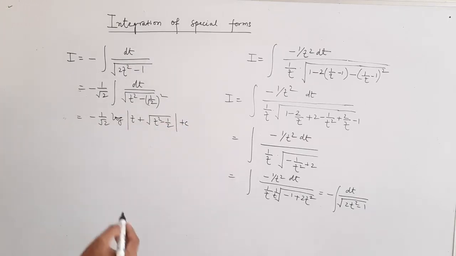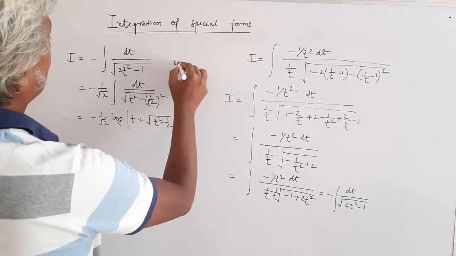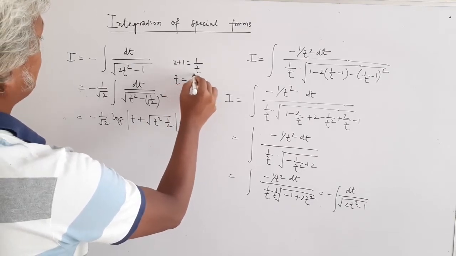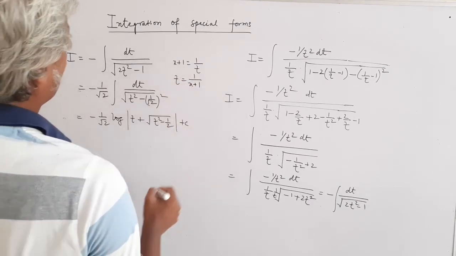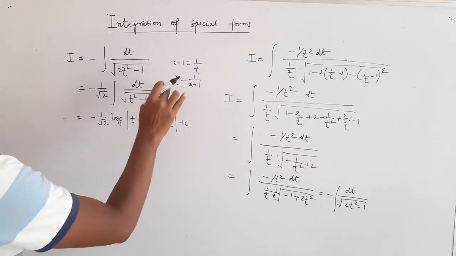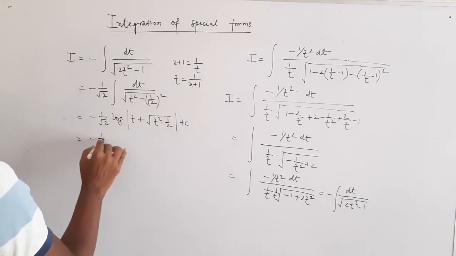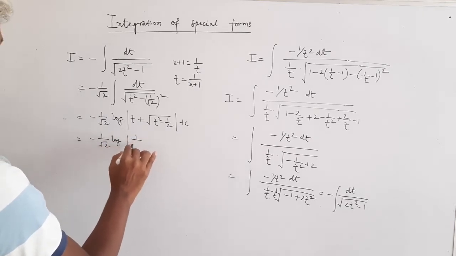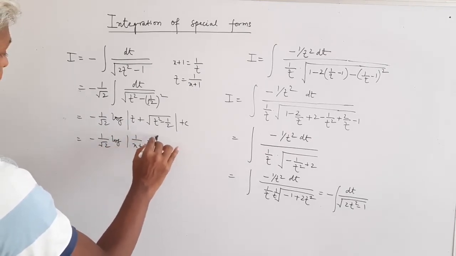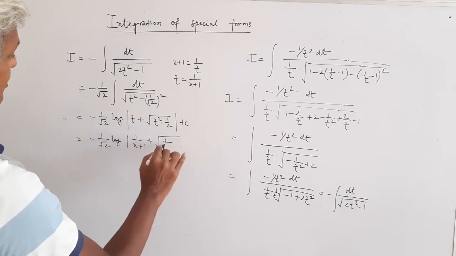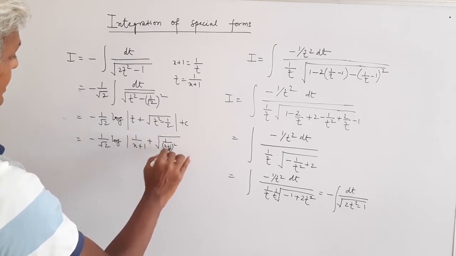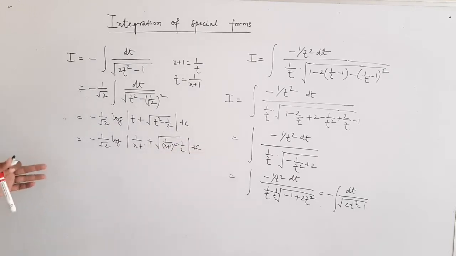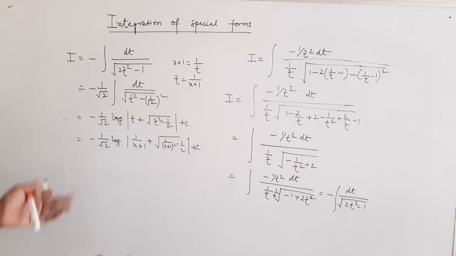But you remember, we assumed x plus 1 as 1 upon t. So t is actually 1 over x plus 1. So at the place of t you write this term. So it becomes minus 1 by root 2 log 1 over x plus 1 plus under root 1 over x plus 1 whole square minus 1 by 2 plus c. So this is the form, and this way you can solve this particular question.